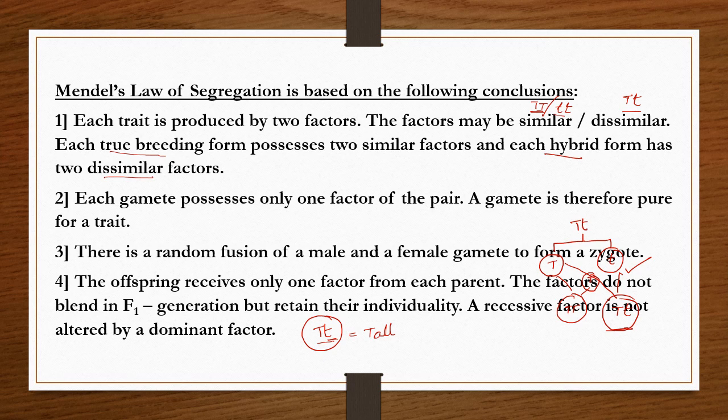in the F2 generation, even though in the F1 generation it disappears. The recessive character disappears in the F1 generation, but it appears in the F2 generation because that recessive gene retains its individuality. It is not altered by the dominant gene, even though it is present along with that.